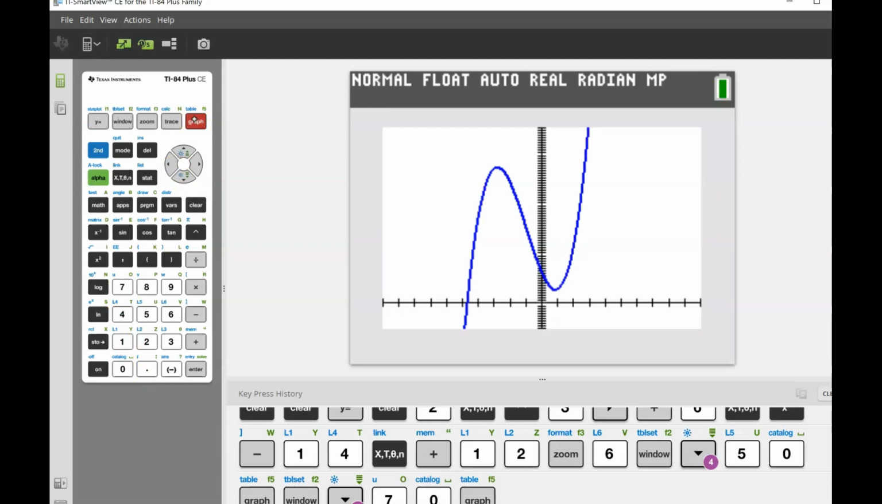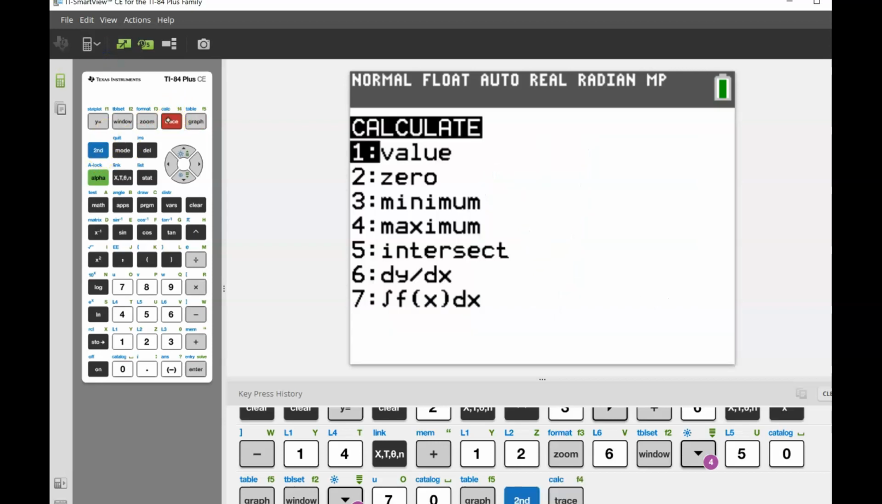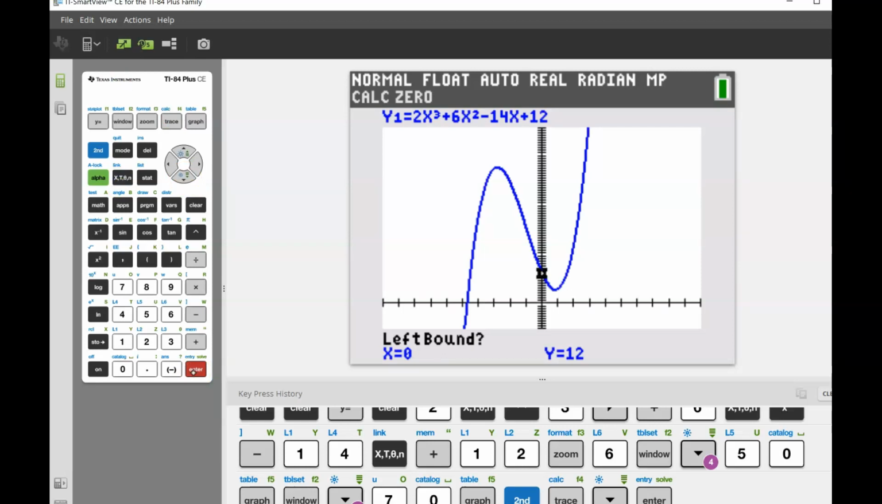When I look at this, I see one 0, one place where it's crossing the x-axis over here on the left side, and then I see one relative maximum and one relative minimum. So those are the things that I'm going to be looking for. Remember how we find these things when we have the picture of the graph: we go to the calculate button above the trace. So I go second and push that trace button, which is giving me a calculate menu. I'm going to calculate that x-intercept first, which is the 0.